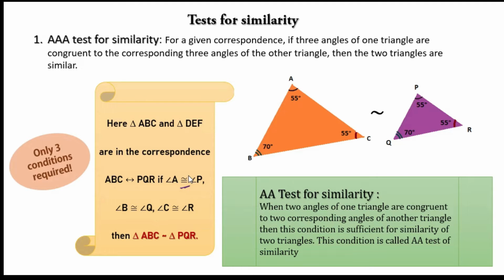This is the first condition. This is the second condition we are going to check, and this is the third condition. That's it. These three conditions are only required to check whether the given pair is similar according to the AAA test or not.